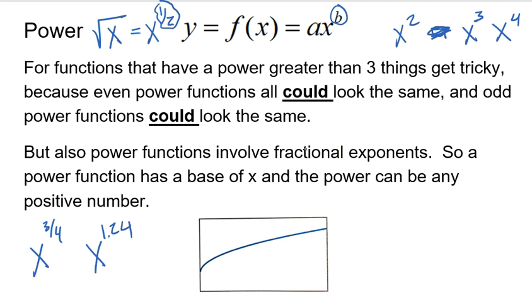kind of gets a little bit tricky because even power functions all could look the same. So for example, you could have a function that looks like this, and most kids are going to say, oh, that's a quadratic, but this also could be x to the 6th. As long as both ends are going the same direction, both up or both down, that's an even power, right? So all even powers could kind of look the same, and same with all odd powers. Odd powers kind of go like this. It's that snake.